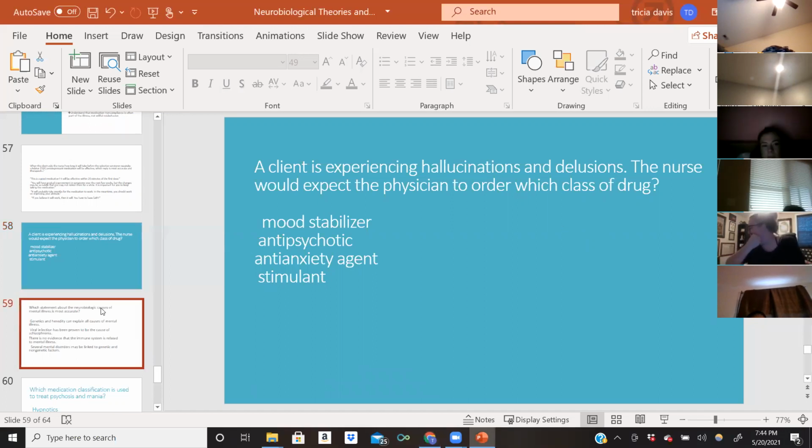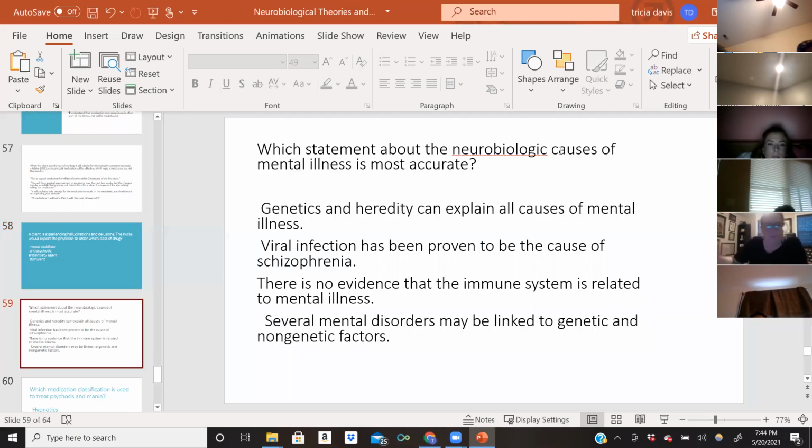Very good. All right. Which statement about the neurobiologic causes of mental illness is most accurate? Genetics and heredity can explain all causes of mental illness. Viral infection has been proven to be the cause of schizophrenia. There is no evidence that the immune system is related to mental illness. Or several mental disorders may be linked to genetic and non-genetic factors. The last one, D. Yes, several mental disorders may be linked to genetic and non-genetic factors. Very good.